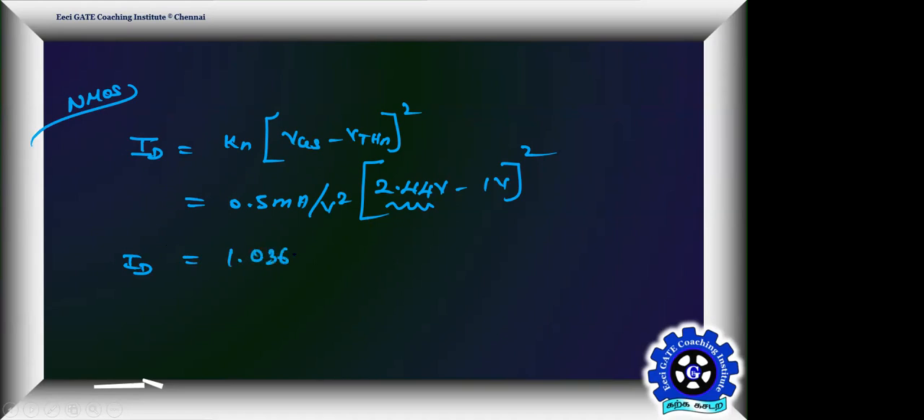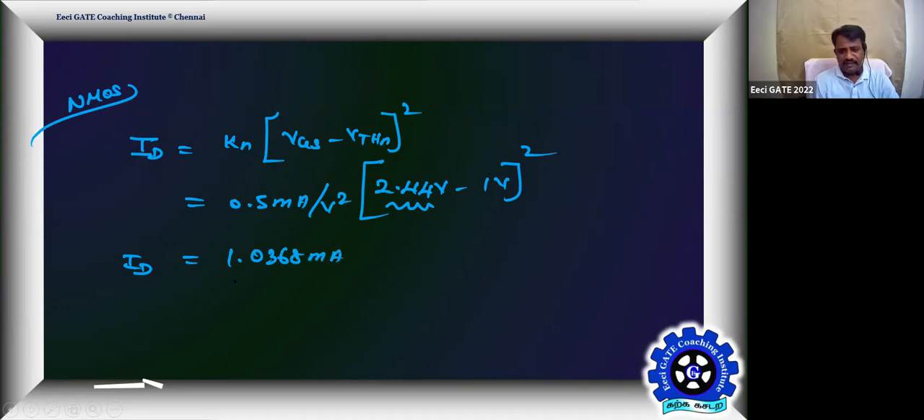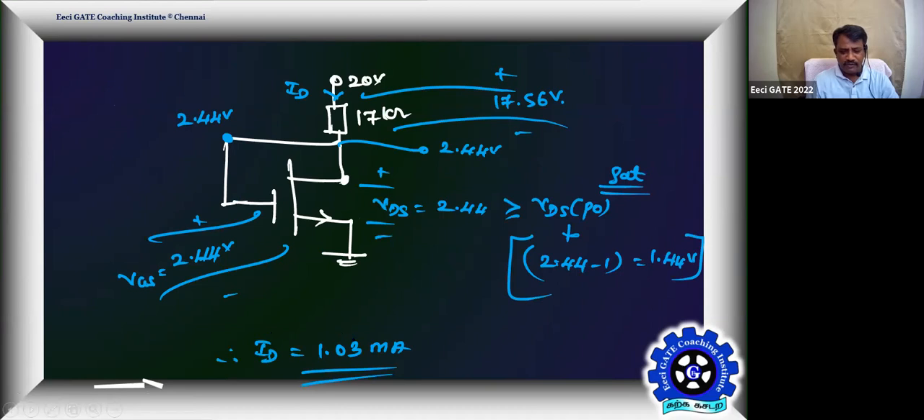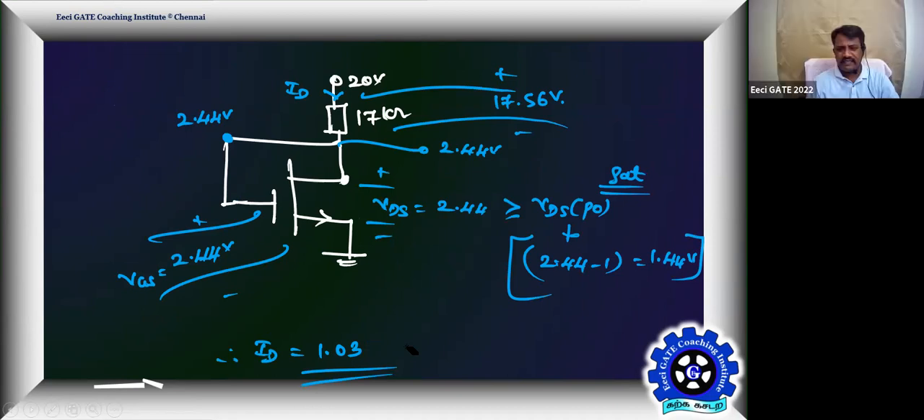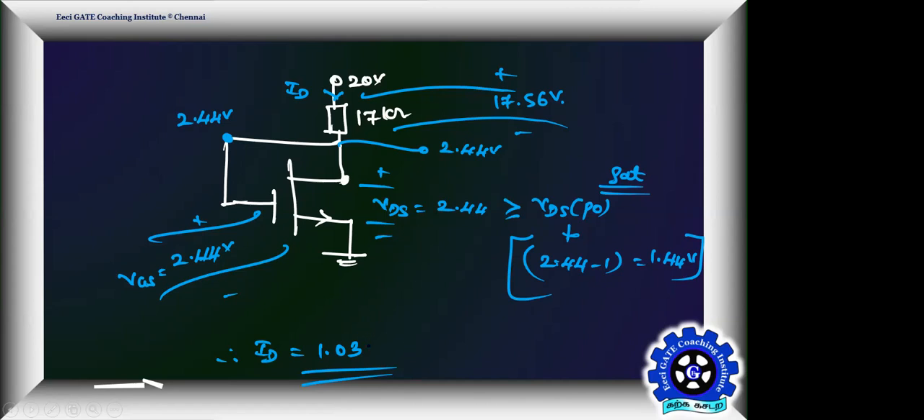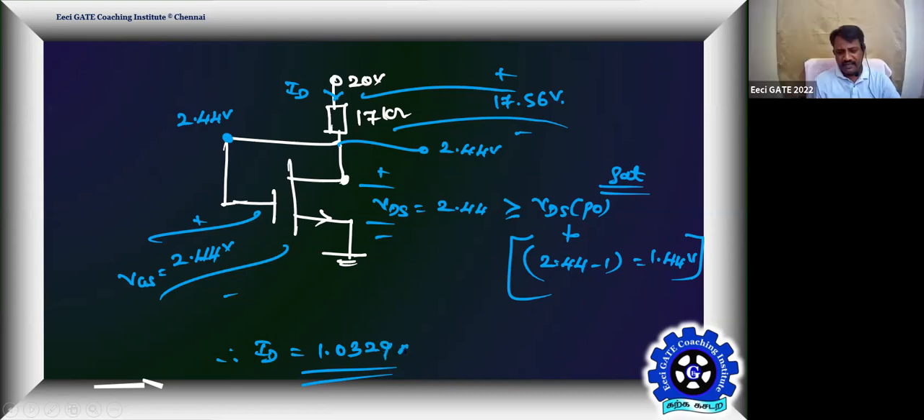1.0368 milliamps, sir. There is a small mismatch, but you can discard the negligible mismatch. Here also it is 1.03. What is this exactly? 17.56 by 17. Exact number, please, Sweta. 1.03294 milliamps.